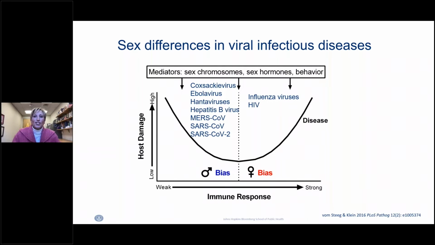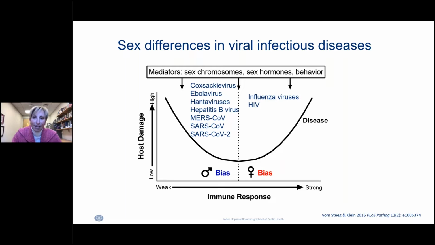So before we launch into discussing respiratory diseases, I thought I might begin by discussing sex differences in viral diseases and what we understand from the literature, what we are still learning from the ongoing pandemic as COVID-19 moves into the endemic phase. And what I've done here is I've graphed immune responses, which can range from weak to strong, relative to the damage that infections can cause, which can range from a low degree of tissue damage to a high degree of tissue damage.